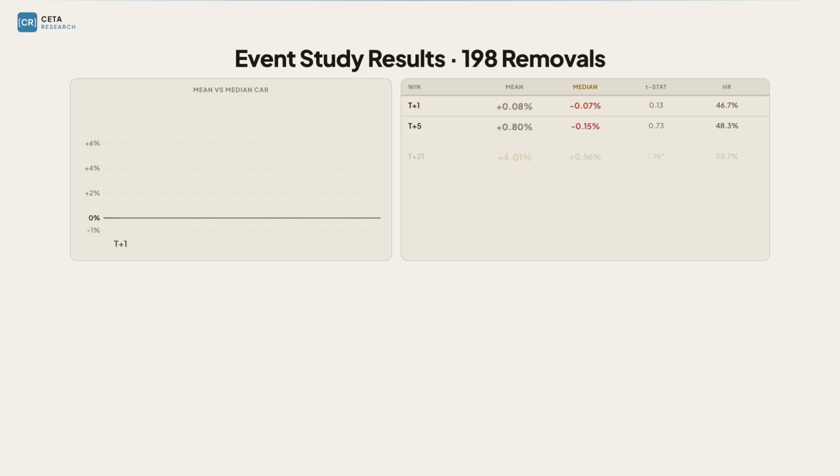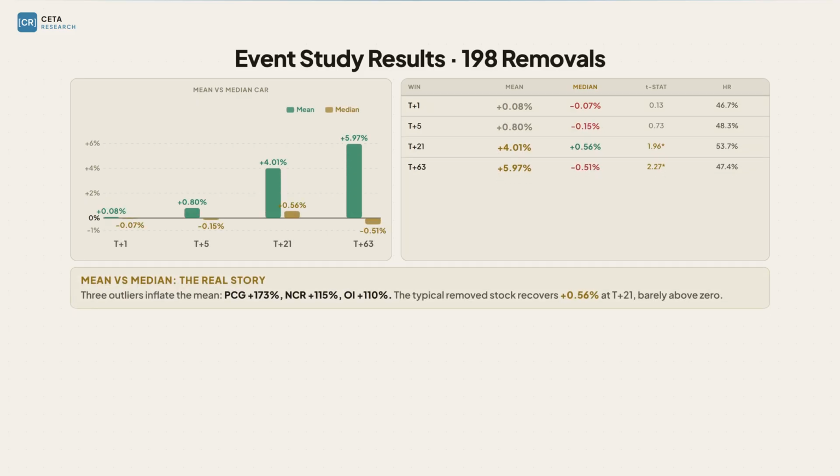Now the removal side. 214 events with price data. The mean removal recovery of positive 7.22% at 21 days looks impressive until you check the median. 4 outliers inflate the average dramatically.